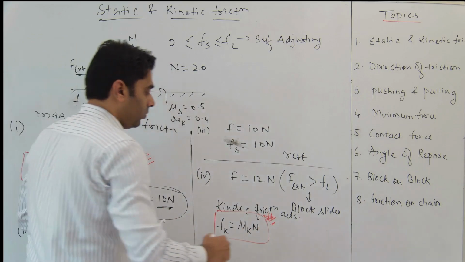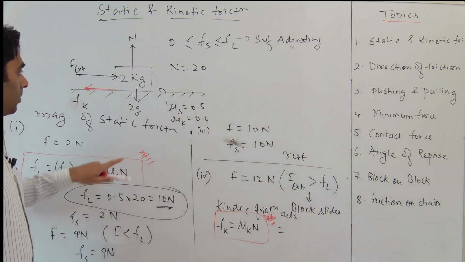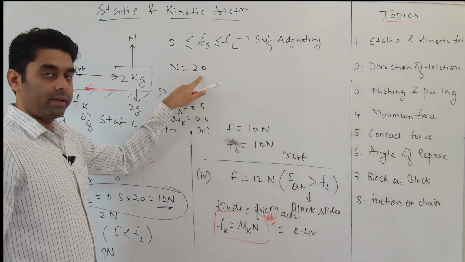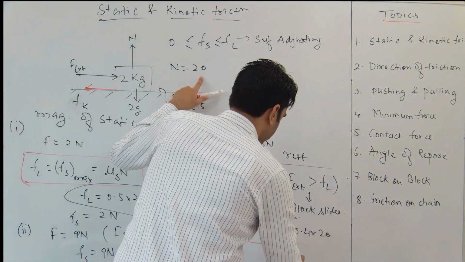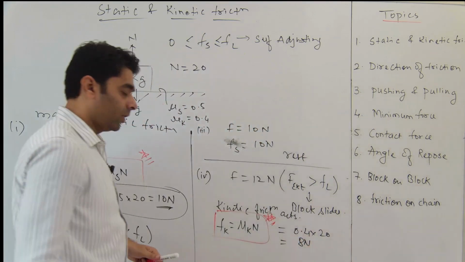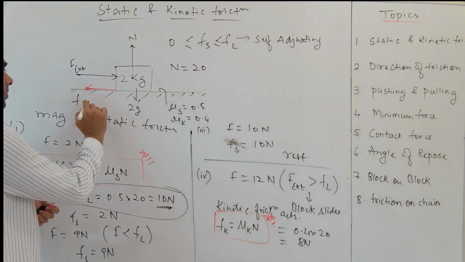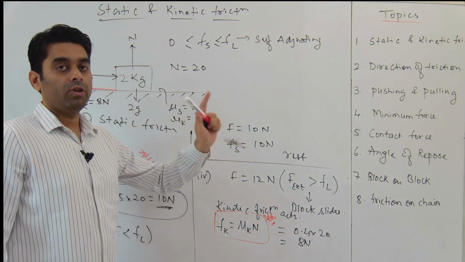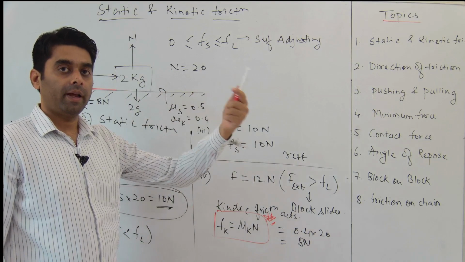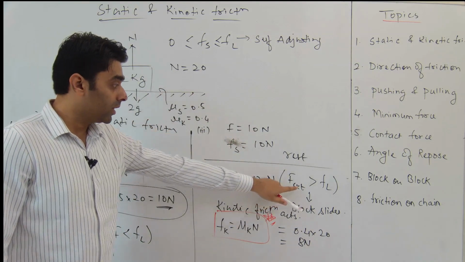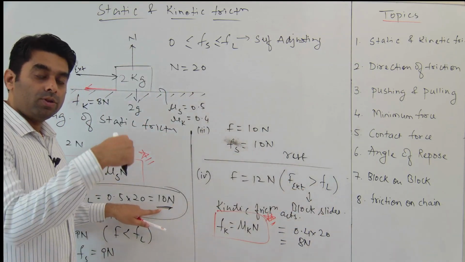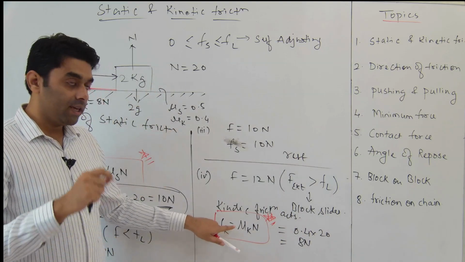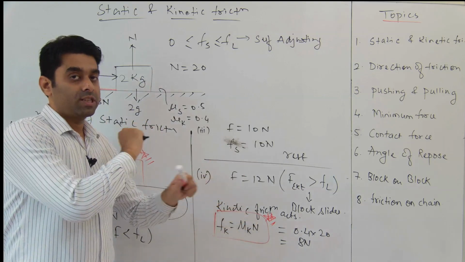How much is mu k into N in this question? In this case, your mu k value was 0.4 and the normal we calculated was 20. What are we getting? 8 Newton. That means when the block slides, friction will be 8 Newton. Now you apply 14 Newton, 15, 20, 30 or 50 Newton, which is more than the limiting friction. Once you apply more than limiting friction, the block will slide and friction will be kinetic, which will be constant.